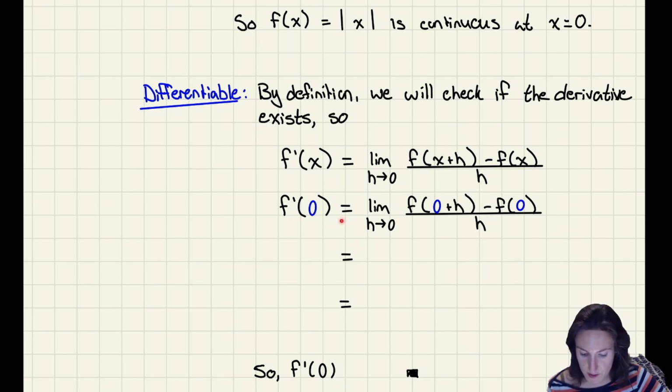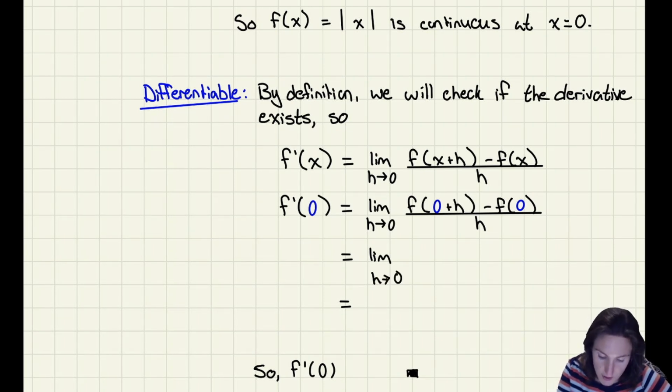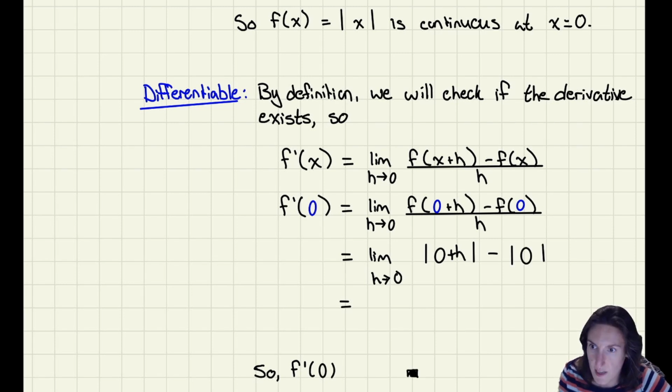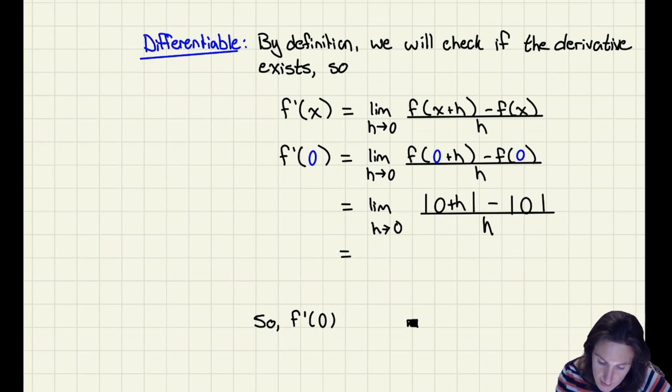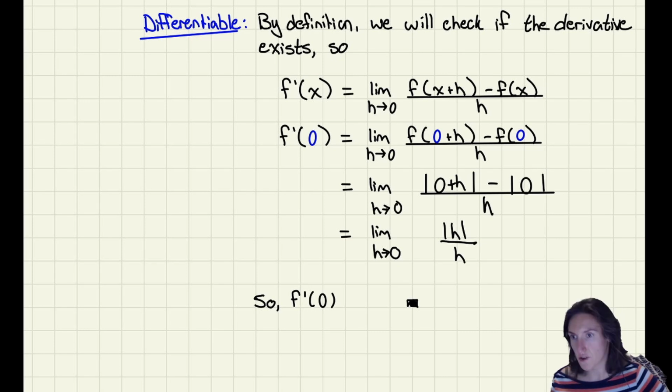Okay, so we're looking at f prime of 0, the limit as h goes to 0, where the x that we're interested in is 0. Now let's write out what this is. So the limit as h goes to 0 of f of 0 plus h, and our function is absolute value. So I have the absolute value of 0 plus h, and then minus the absolute value at 0, and all of this is over h. Now those zeros, we don't have to write them. We have the limit as h goes to 0 of the absolute value of h over h.